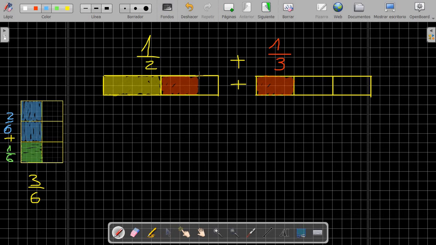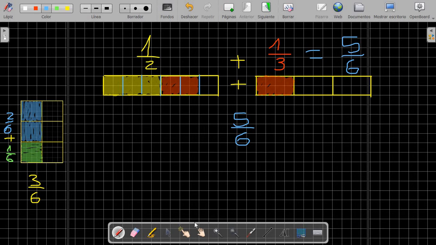And what if I cut this rectangle in six parts? 1, 2, 3, 4, 5, and 6. There I have it, in parts of 6. So as you can see, there are 5 colored parts, 5 of 6 parts. So how is it possible that a half plus a third equals 5/6?